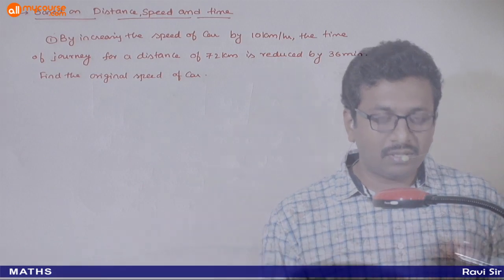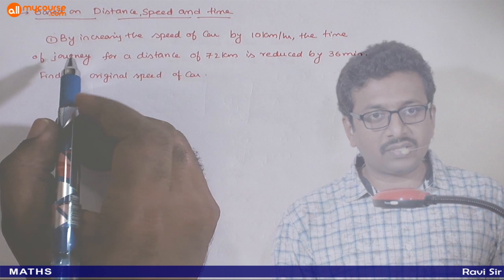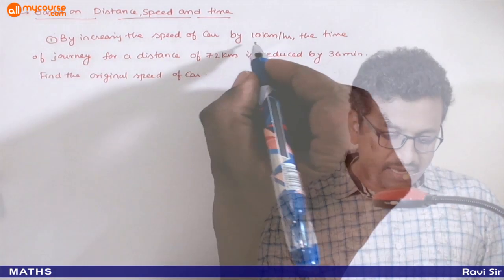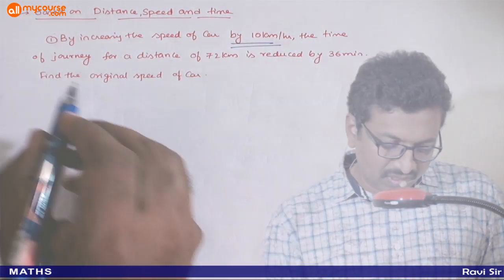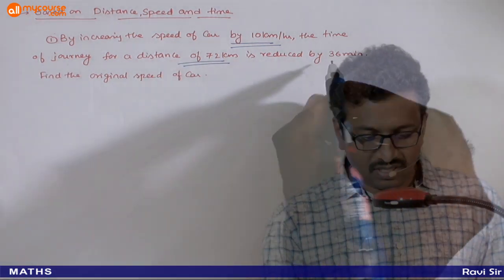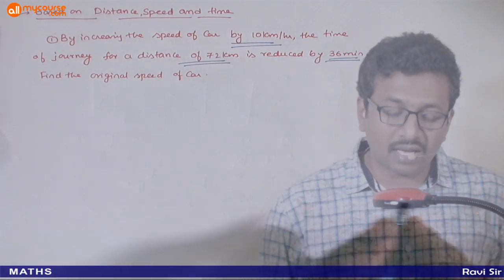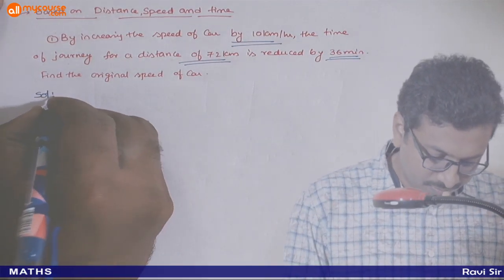This question is based on distance, speed and time. The question is as follows: by increasing the speed of a car by 10 kilometers per hour, the time of journey for a distance of 72 kilometers is reduced by 36 minutes. Find the original speed of the car.